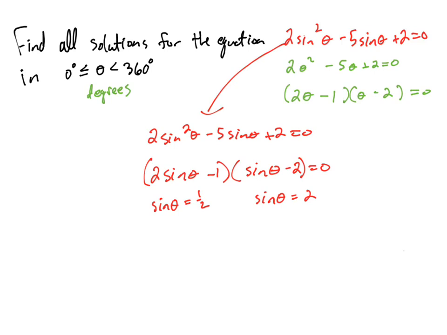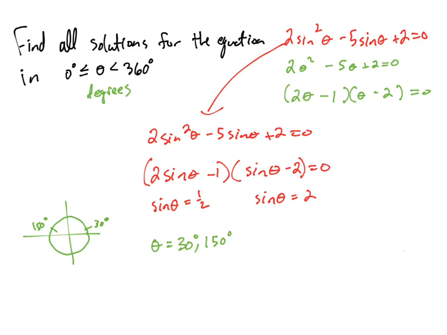So the left-hand branch, sine of theta is equal to 1/2. Sine is positive in quadrant 1 and 2, and those angles in degrees are going to be 30 degrees and 150 degrees. So theta here is going to be 30 degrees, 150 degrees. And then sine theta is equal to 2.